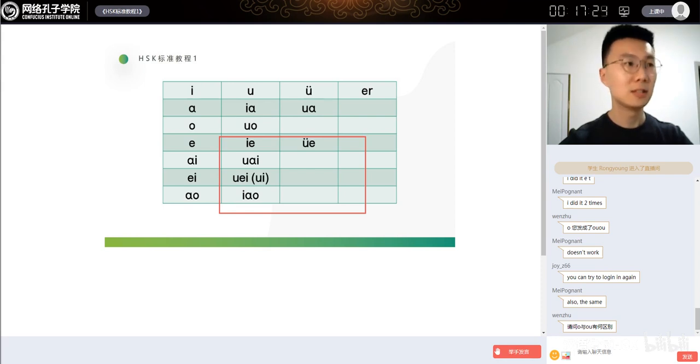Okay, now let's look at these 3. Listen. Ai, ei, ao. In these 3, the first sound is louder and longer than the second one. Listen again. Ai, ei, ao.